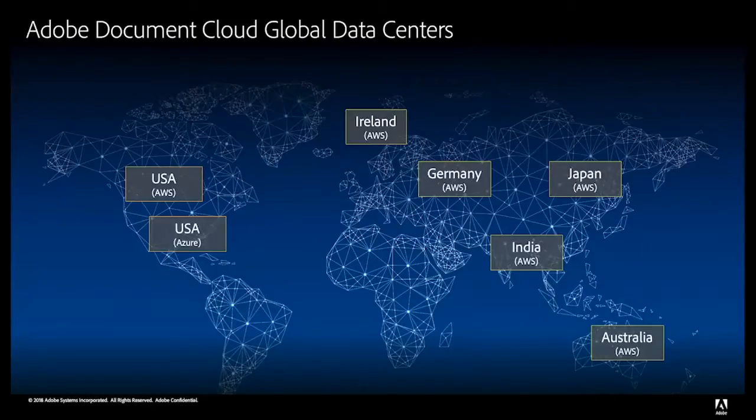Japan Geo is located in Tokyo, Japan, and is active only. Australia Geo is located in Sydney, Australia, and is active only. India Geo is located in Mumbai, India, and is active only.